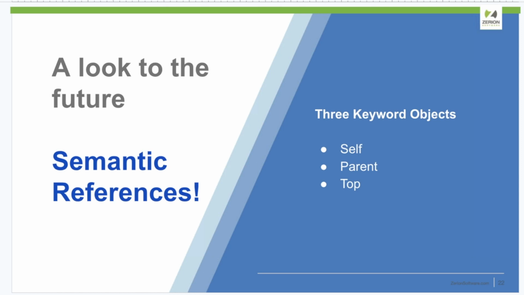Now, there are scenarios where these objects can overlap. If you're in a flat form, meaning there are no subforms, just a single-layer form, self, parent, and top are effectively all the same thing. So there are going to be times where it overlaps, but as you build out your forms and as your complexity increases, these three keywords start to differentiate themselves from one another.